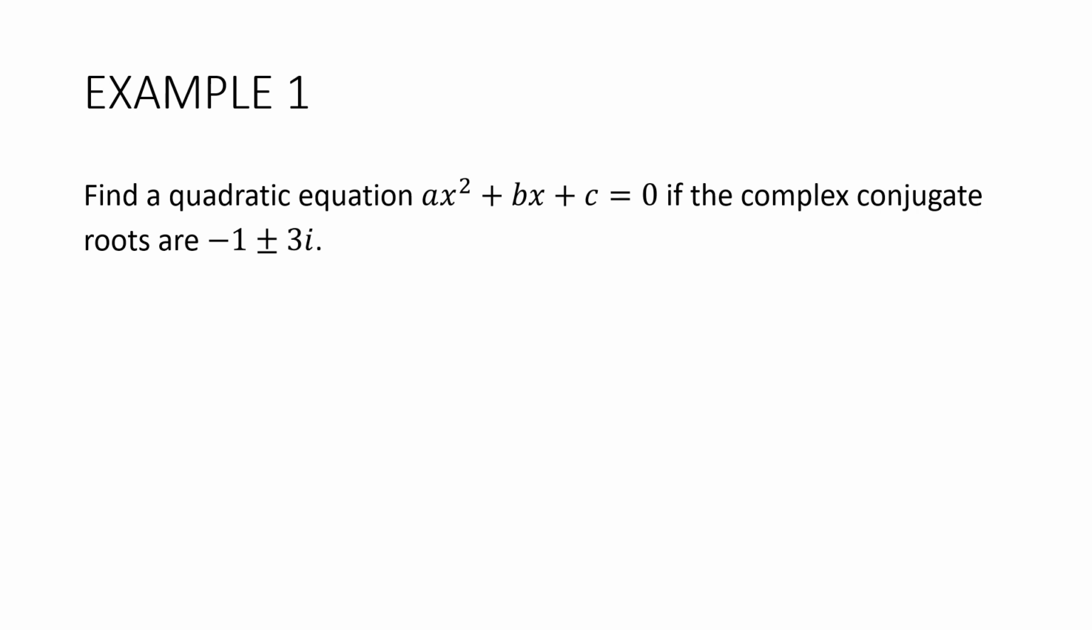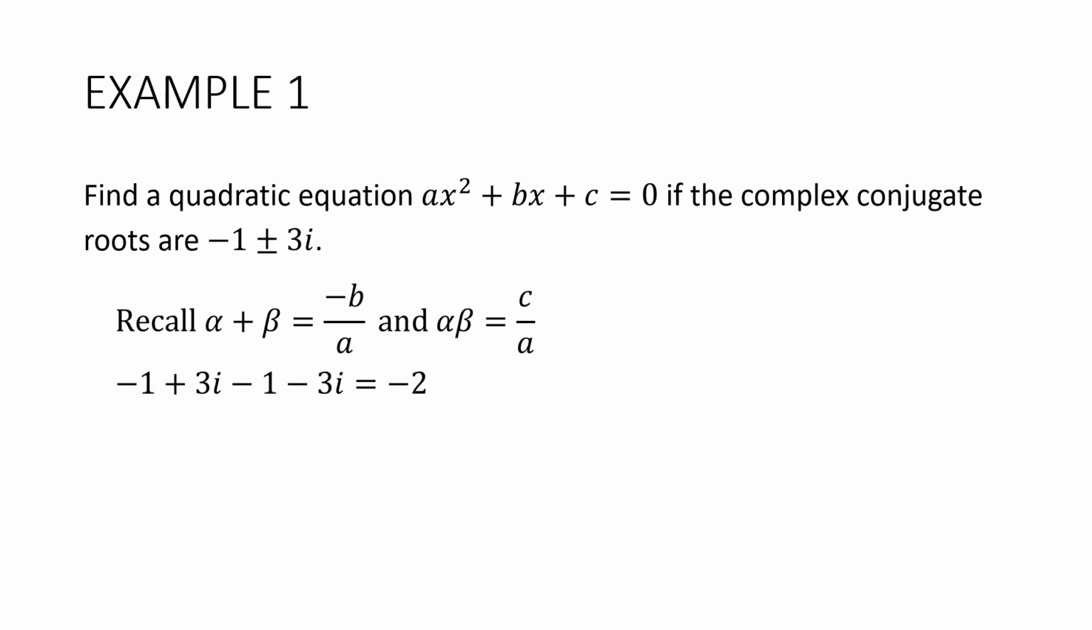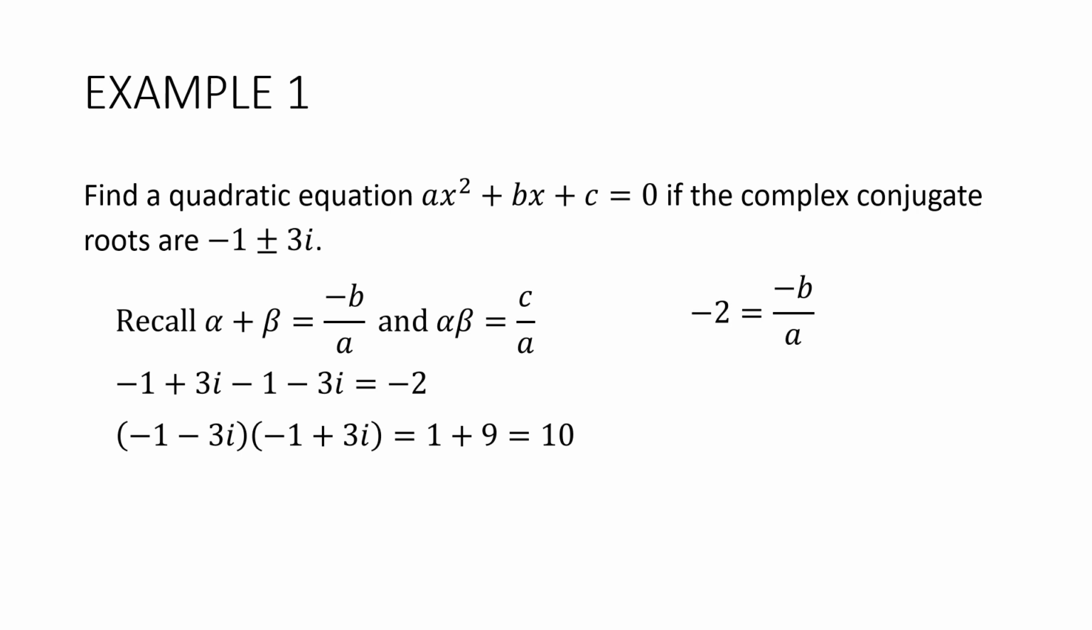Now you can form a quadratic equation and expand it all out, but the sum and product of the roots is much, much easier. So recall the sum of the roots is equal to -b on a, the product of the roots is equal to c on a. So there's our sum of the roots, it's -2, and there's the product of the roots, it's 10. So we've got -2 is equal to -b on a, and we've got 10 is equal to c on a. And so if we let a equal to 1, then b is going to be equal to 2, and c is equal to 10, and so our quadratic equation is x squared plus 2x plus 10 is equal to 0.